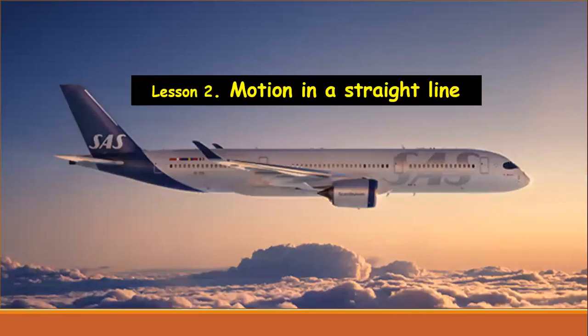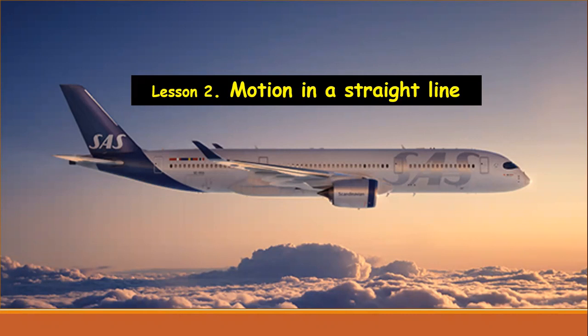Second lesson, motion in a straight line. In this lesson, we are talking about the speeds and the directions of the movement, and we are going to draw different graphs for their movements. There may be an animal or a vehicle or something like that. Once it is moving, it is in motion. So in this lesson we are talking about movements on a straight line.